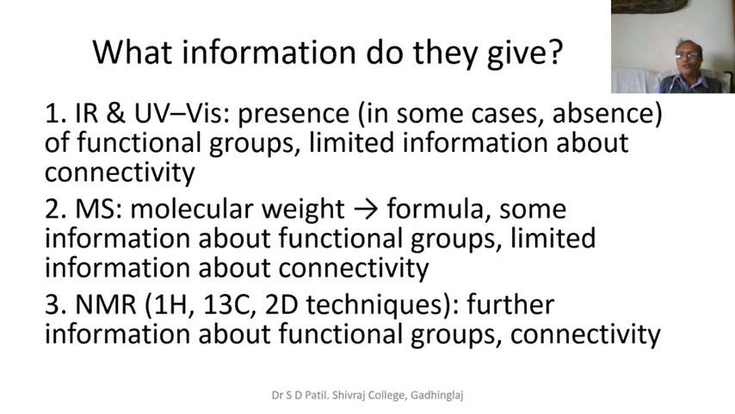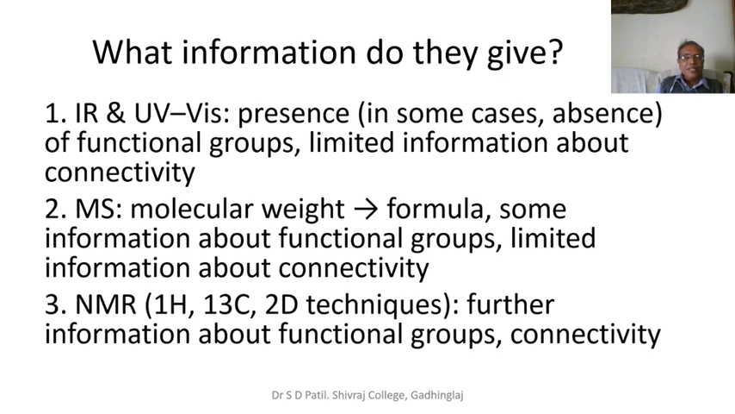What information do they give is the question. So the first technique, infrared and UV visible spectroscopy, explain the presence or absence of functional groups. Of course, limited information about connectivity is obtained. As I mentioned, UV spectroscopy is related to electronic excitations, and infrared spectroscopy is related to vibrational and rotational changes. Mass spectroscopy gives information regarding molecular weight, from which molecular formula and some additional information can be obtained.